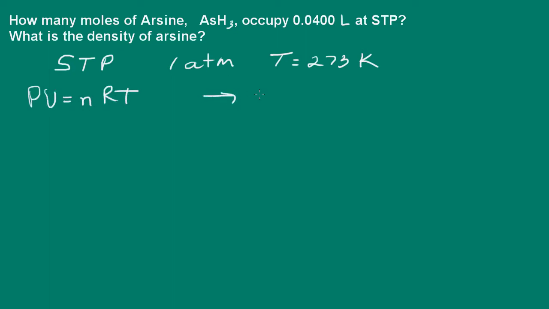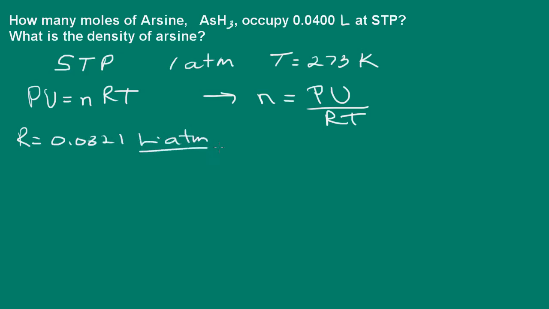So let's go ahead and do that. So n is going to be equal to PV over RT. And in this case, R is 0.0821 liters atmospheres per mole Kelvin. Okay, let me make sure that my units are in agreement with the constant. So we have volume in liters, of course, pressure in atmospheres, and temperature in Kelvin. So we're all set to go.